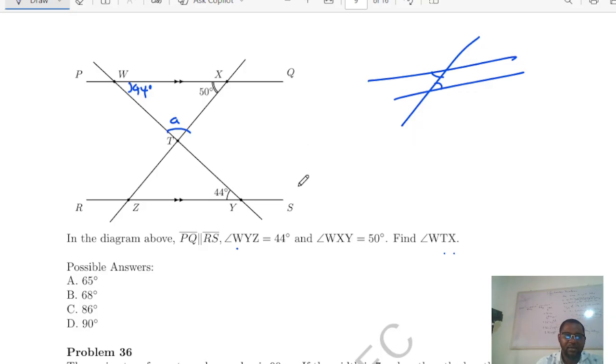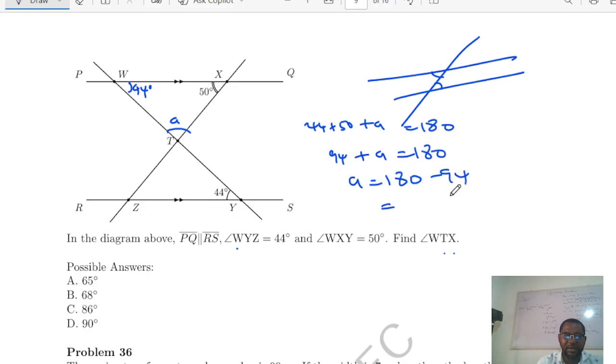So I can now find A. Since this is forming a triangle, this is going to be 44 plus 50 plus A is 180. This is 94 plus A is 180. That means A is going to be 180 minus 94, and that is going to give us 86. So the answer is 86 degrees.